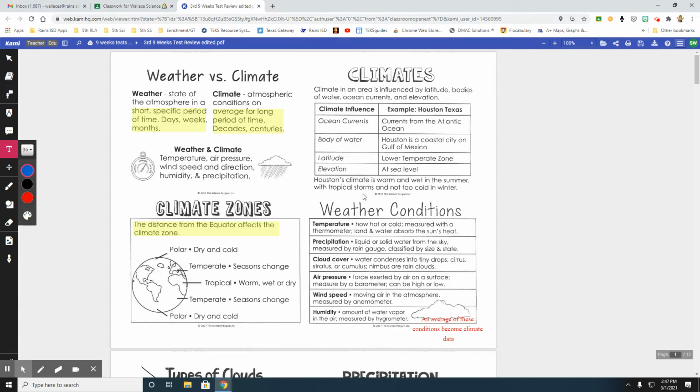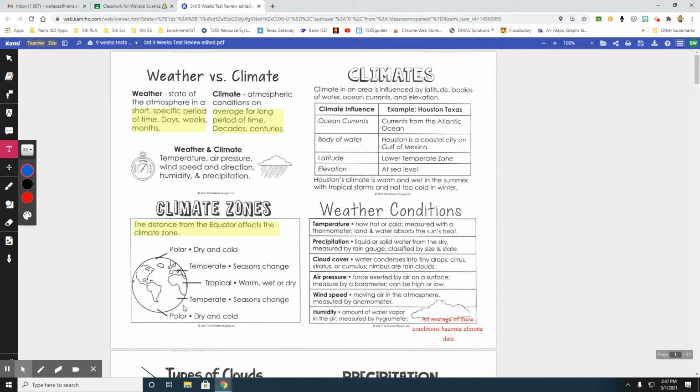We see here the example they give us, Houston's climate. So their usual, typical patterns that they see are warm and wet in the summer with tropical storms, and they don't get too cold in the winter. Okay, so that would be their climate information.